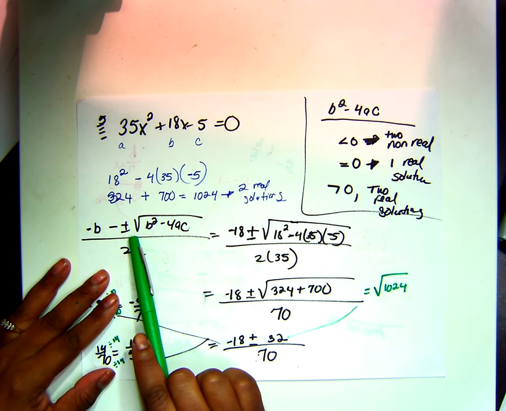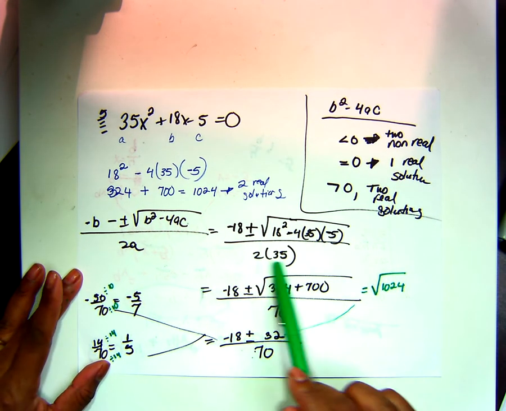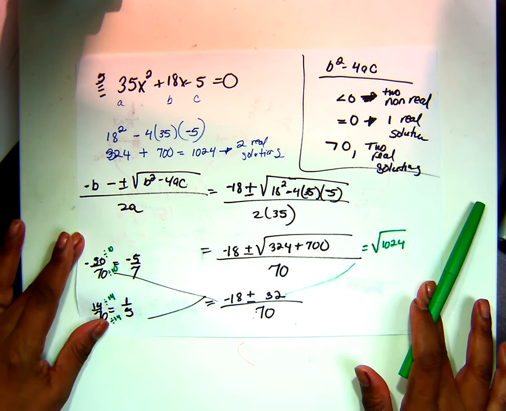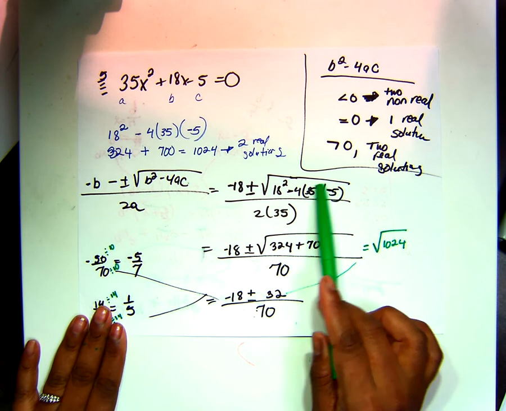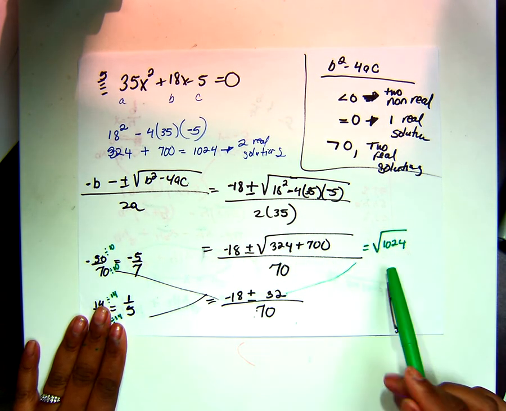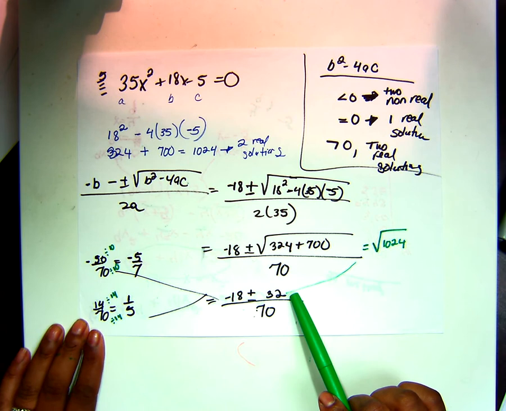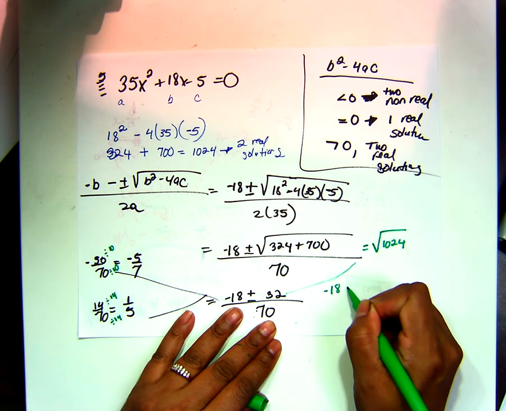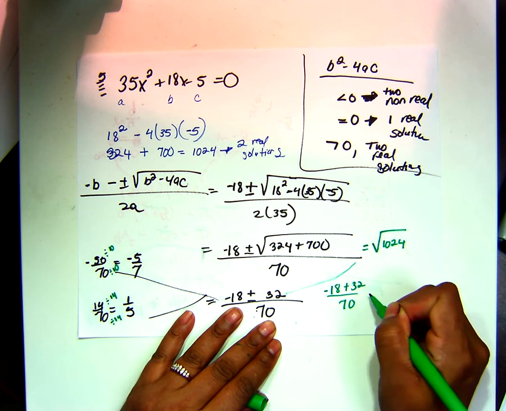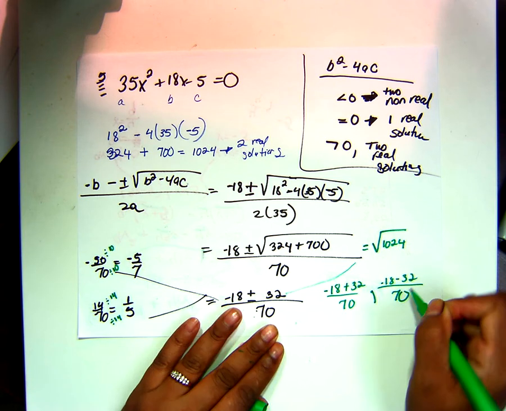Using the quadratic formula now, we're going to determine what those solutions are. So once again, substitute my values in: A, B, and C. Take a moment to pause and figure that out if I'm going too fast. Once I have substituted all of my values in, jump down here. The square root of 1024 is a perfect square. It is 32. So your final answers are going to be negative 18 plus 32 over 70. Then you can say negative 18 minus 32 over 70, which I can simplify even further.